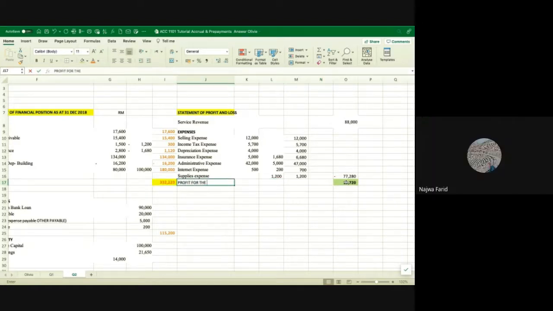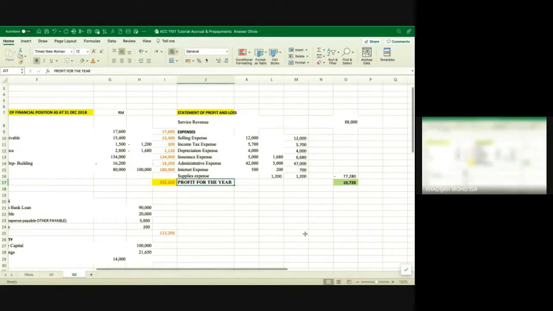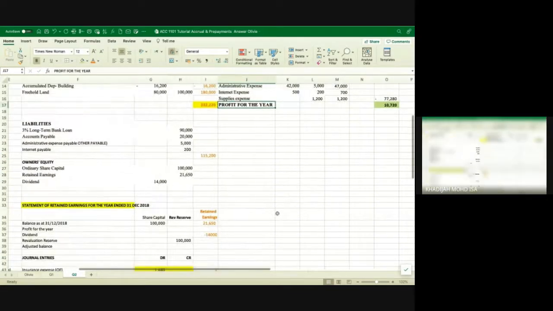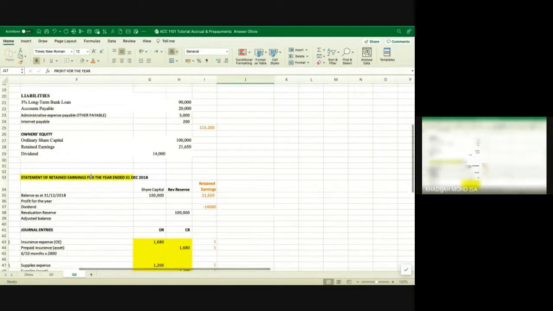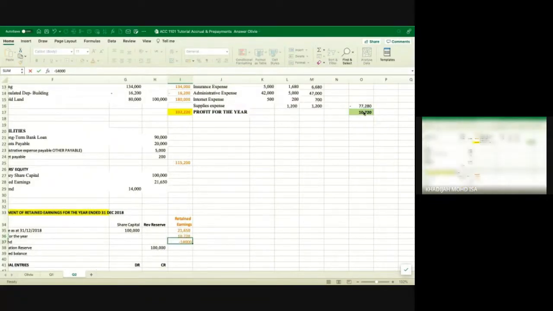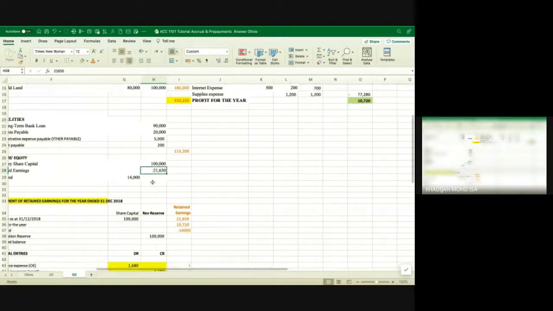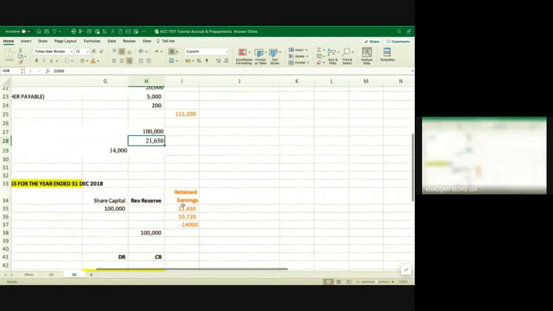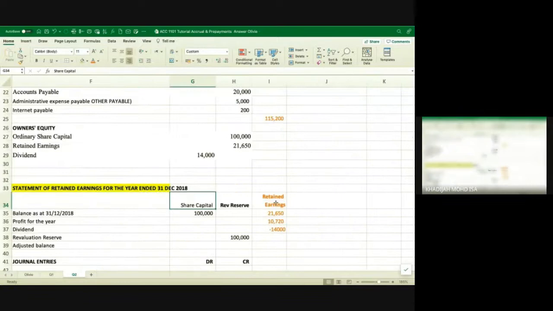Statement of financial position? Financial position? No. You bring this to your retained earning. Remember there is a statement of retained earning. Alright? So your profit for the year, the adjusted one, you take that one. Plus 10,720. Okay. But where is the original one? Retained earning 20. Right. Okay. So now, this black color is for this.